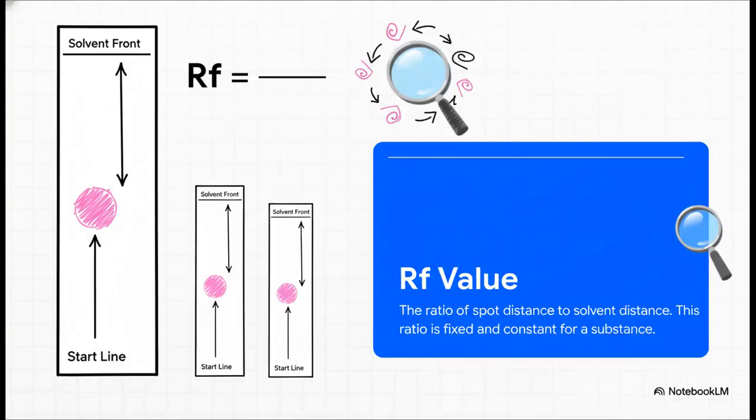Why is that? The mark scheme's answer here is just beautifully simple. The RF value is a ratio. It's the proportion of the distance the spot moved compared to the total distance the solvent moved. And that ratio is a constant property for a specific dye in a specific solvent. So it doesn't matter if the solvent travels 5 centimeters or 15 centimeters, the dye spot will always travel the exact same proportional distance. It's like its chemical signature.